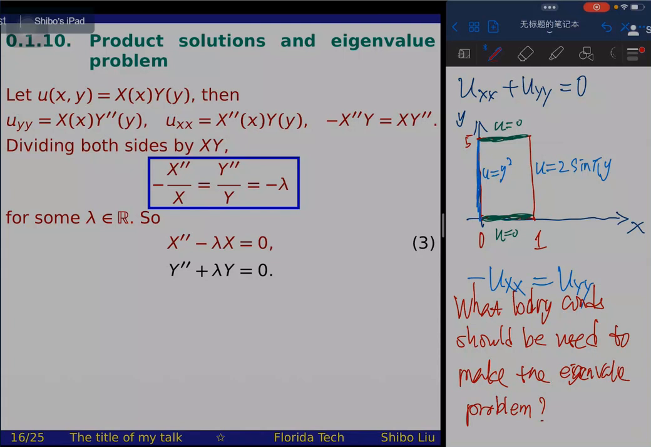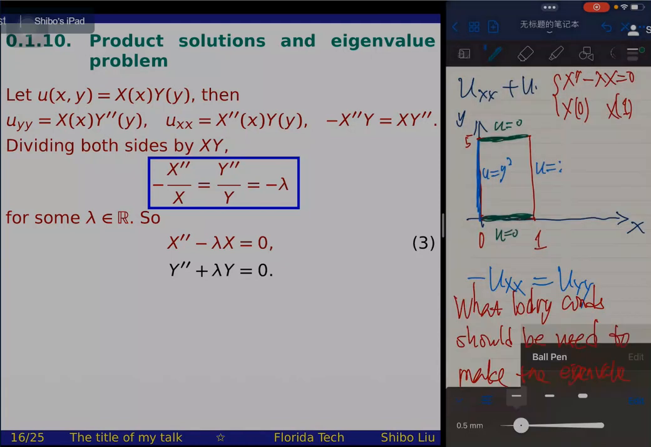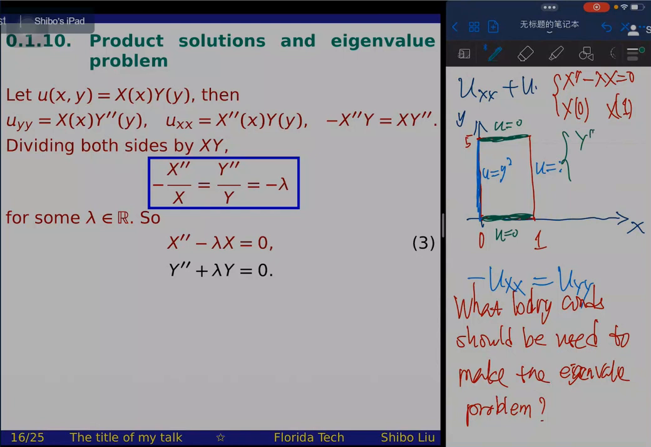You should have an eigenvalue problem of this form: X double prime minus lambda X equal to 0, with X at 0 and X at 1, or you should have Y. This is a problem. For Y, you should have Y double prime plus lambda Y equal to 0. Maybe Y at 0 equals something.